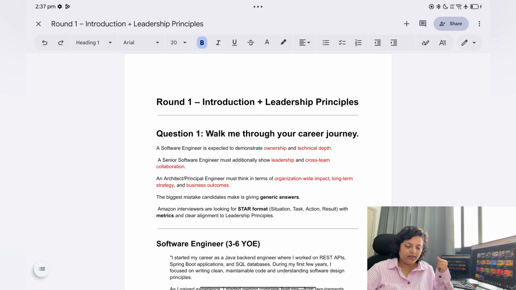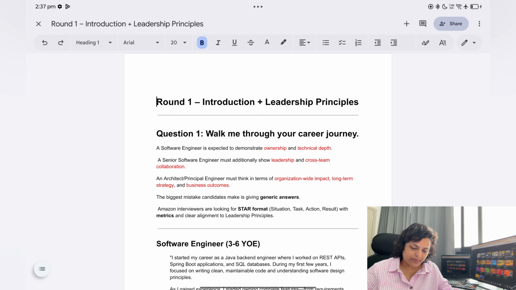So here we have three roles, let's say. One is software engineer, second is senior software engineer, and third one is architect level person. For each question we will be seeing how these persons will answer, what answer the person will give, or the interviewer is expecting.